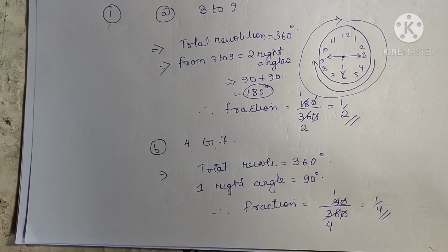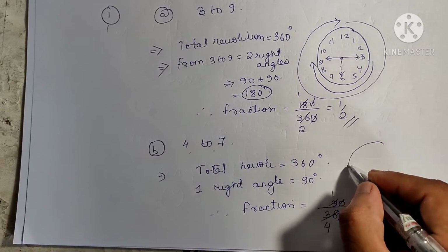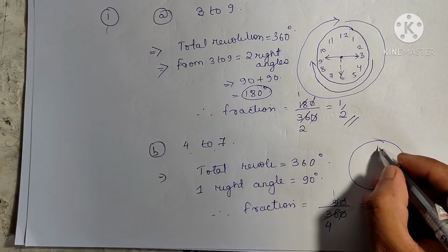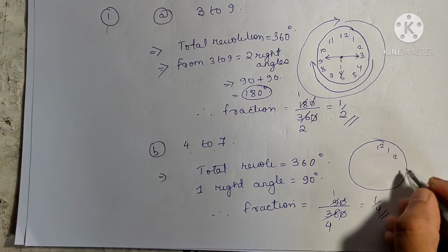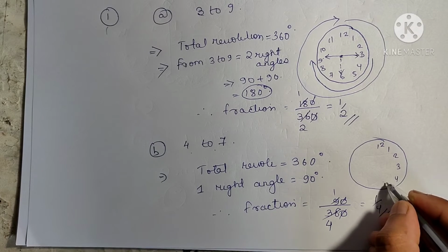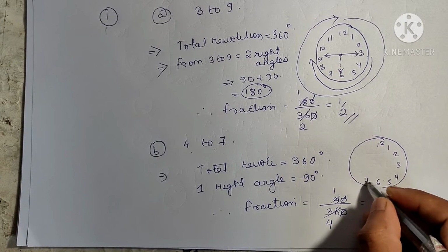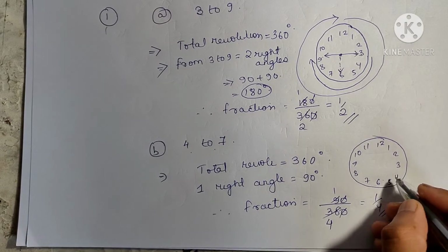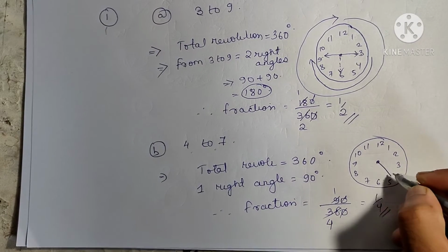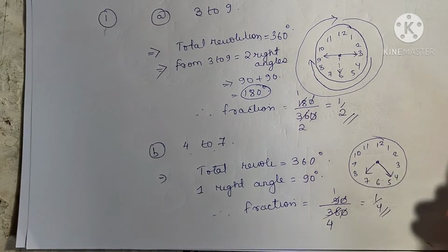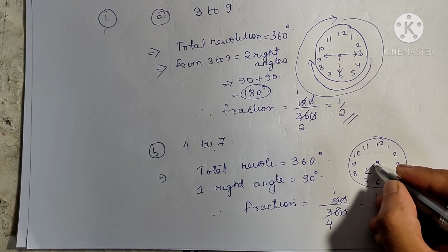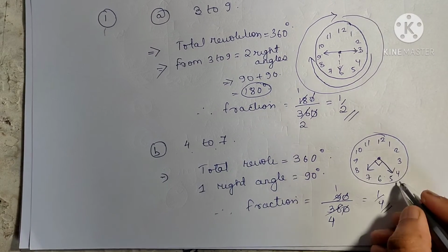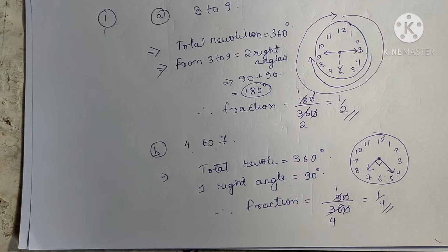Hope you are clear. Or should I draw the clock also for you? No need to draw, but I'll draw for you so that you can understand and solve the rest of the question yourself. 7 8 9 10 11. So you are asked between 4 to 7 how many right angles? See, only one right angle is forming here. Only one right angle is forming between 4 and 7.